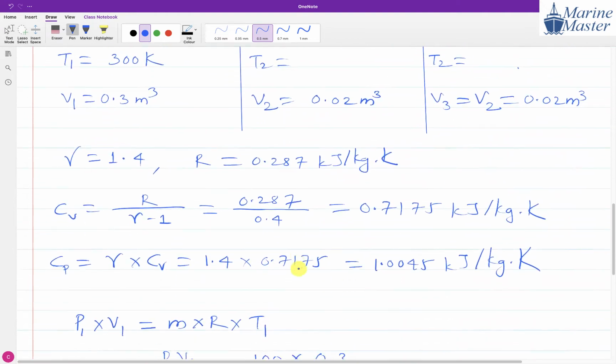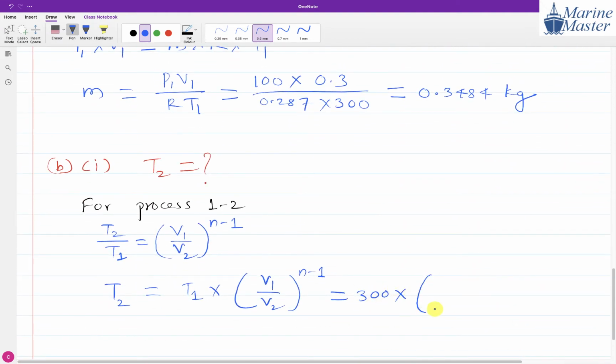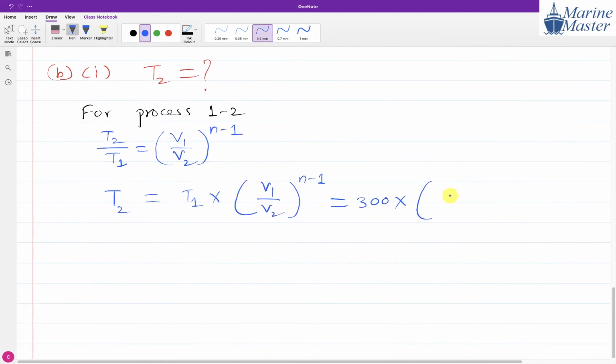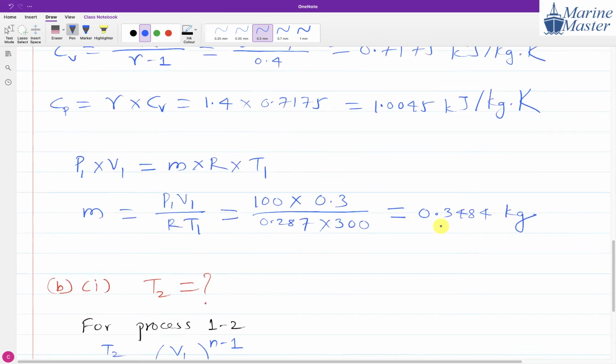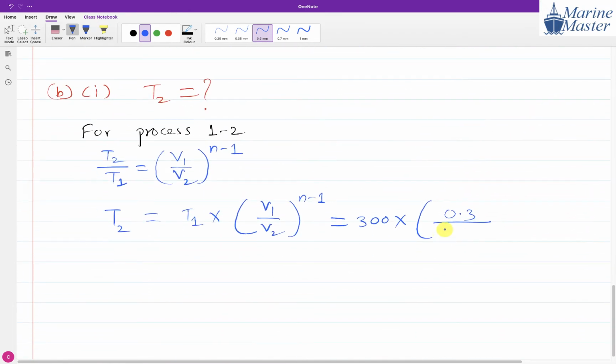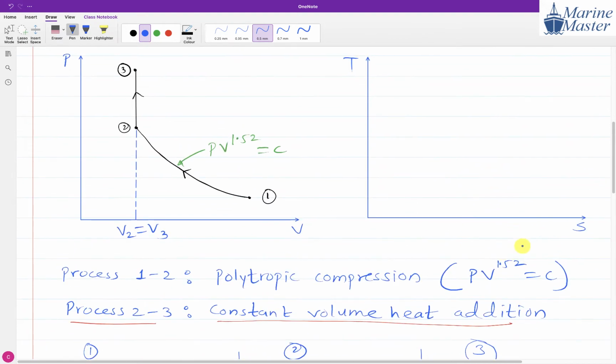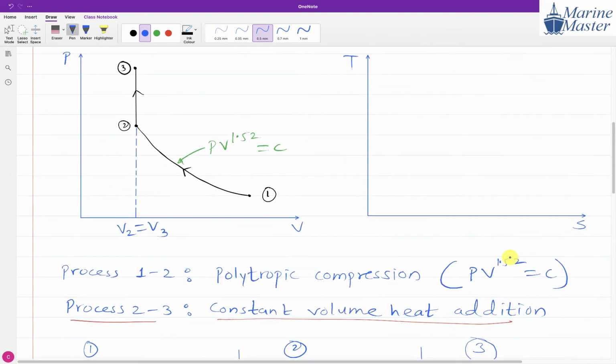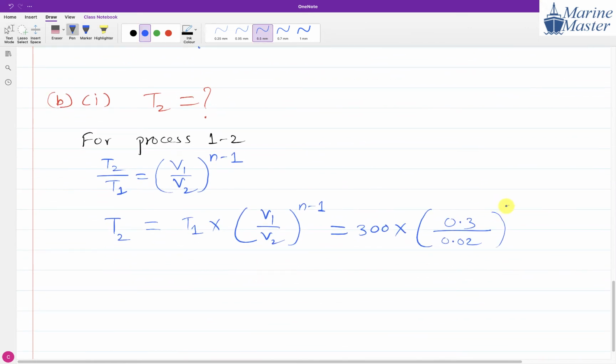Now what is T1? T1 is 300. V1 is 0.3. V2 is 0.02 meter cube. n is 1.52, the polytropic index for that polytropic process. So n minus 1 will become 1.52 minus 1, so 0.52. Now put these things into your calculator: 300 multiplied by 0.3 divided by 0.02, raised to the power 0.52.